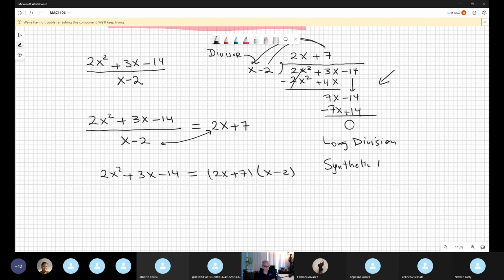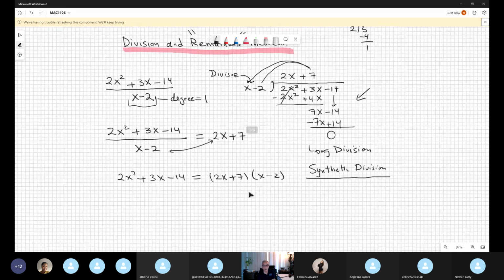It's similar, but scientific division you can use it only when the degree of the divisor is 1. When the degree of the divisor is 1, that's the way. Okay, we can use scientific division. But what is the algorithm of the scientific division? It's similar to the long division, but it's easier, super easy. Let me try to copy here.